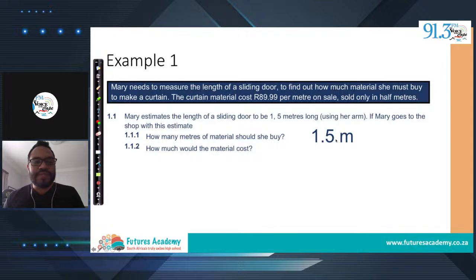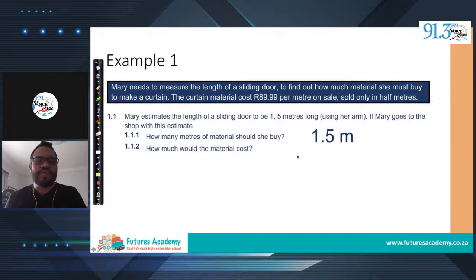Now, if it was only sold per meter, not half meters, then she would need to buy 2 meters in order to cover 1.5 meters. The reason for that is it's only sold in meters. In our example, on the other hand, this one is only sold in half meters. Hence, she is more than welcome to buy the exact amount.